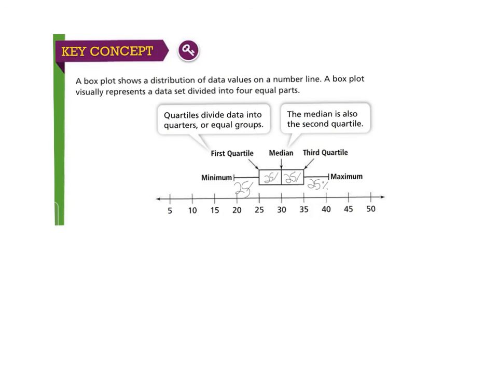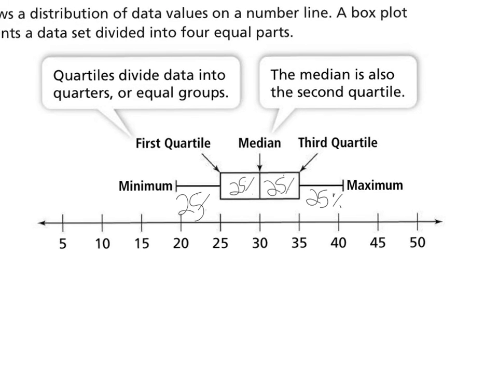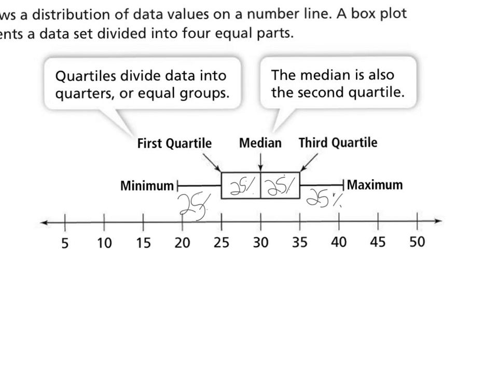So the key concept just recaps what we've talked about here. Box plot shows the distribution of data values on a number line, and it's a good visual of what's happening. And again, it's into 4 equal groups. Each section is about 25% of the numbers, or 25% of the data in it.